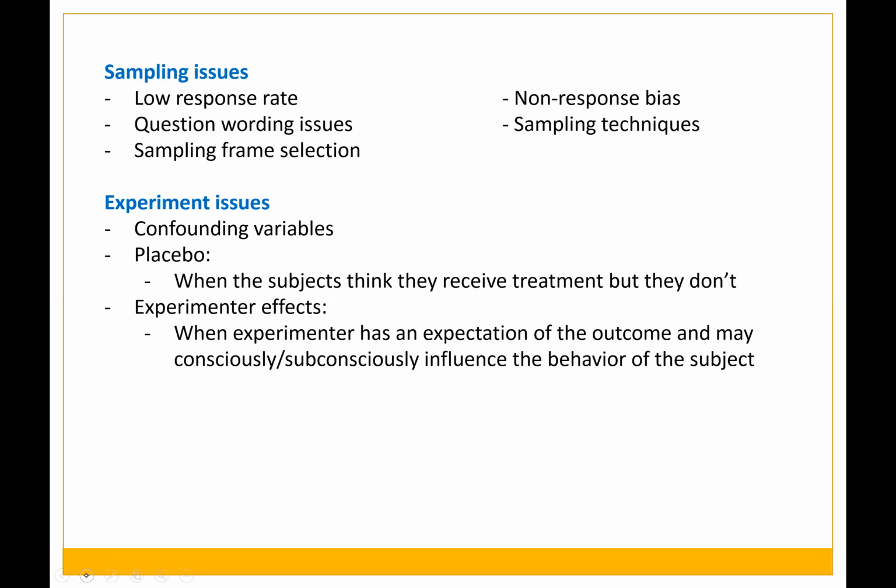So mostly, a low response rate can create some bias, and non-response bias, as we say, is where the people who respond might have different preferences compared to people who don't respond. Question wording issues is where I think we actually talk about this in lesson 2 or 3. You can review the slides if you want to.